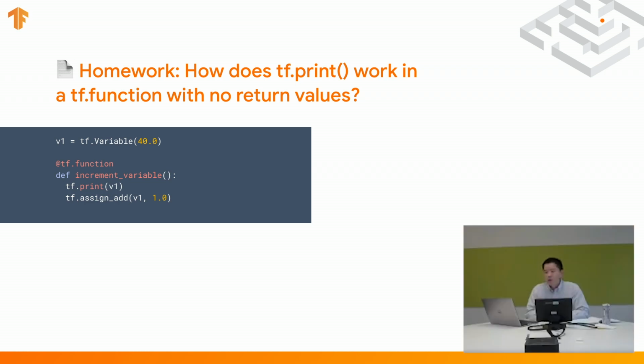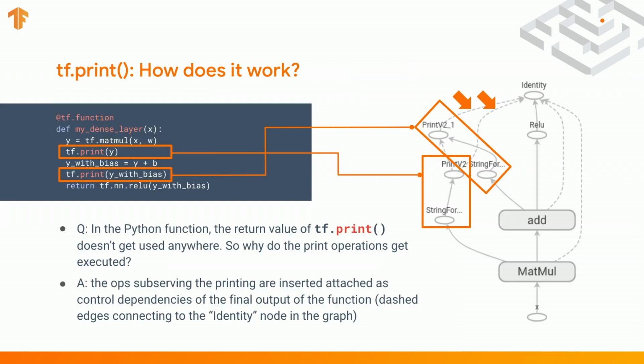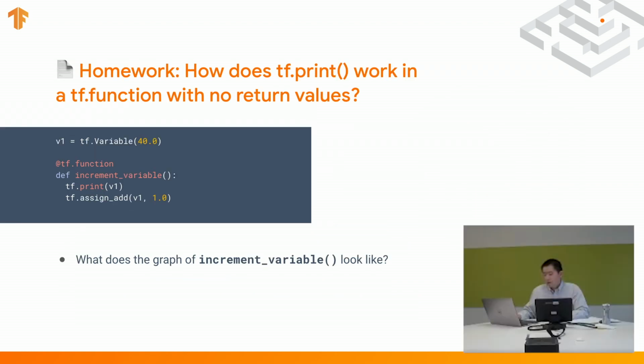So here's a toy example for you. It's also available in the Colab notebook, so you can play with it if you're interested. The question here is, what happens if there's no return value from the function? I forgot to mention that the reason why these PrintV2 ops get executed at runtime is because they are attached as control dependencies to the final output identity node of the graph. These correspond to the dashed lines in the graph. So the homework problem is about finding out how the print op gets executed when the tf.function does not involve a return value.